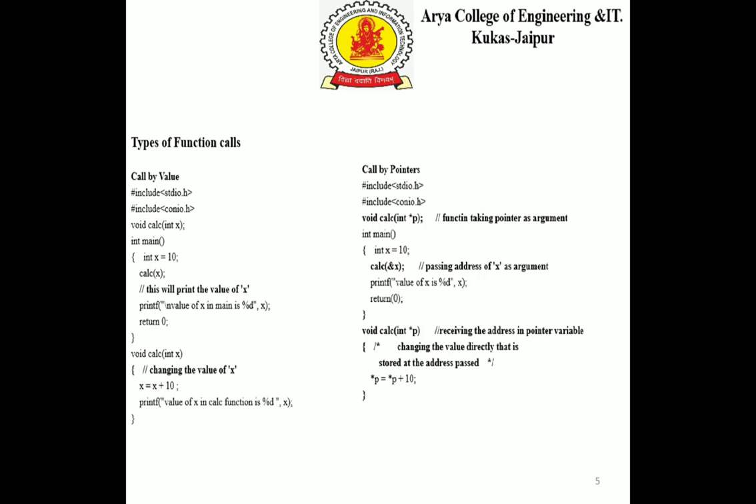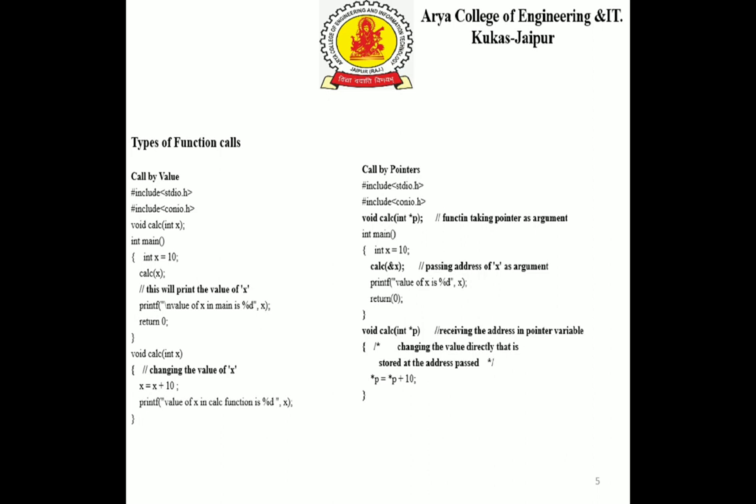After passing the value we can come to the definition section of the function, in which we can see that x is changed from x to x plus 10, meaning the value is changed, it becomes 20 and 20 will be printed in the calc function, but the effect will not be reflected in the main function. In the main function the value of x will be printed as 10 only, because the value is passed, not the address.